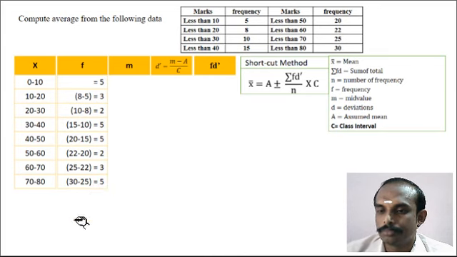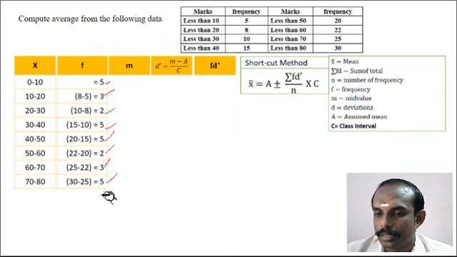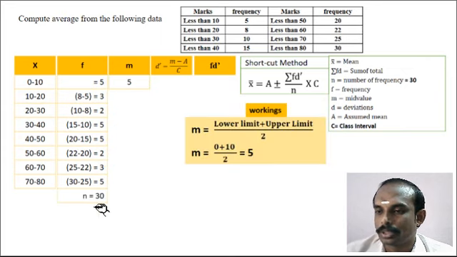Now sum up the frequencies: 5 plus 3 plus 2 plus 5 plus 5 plus 2 plus 3 plus 5, therefore n is equal to 30. The sum is the total number of observations, which is 30.